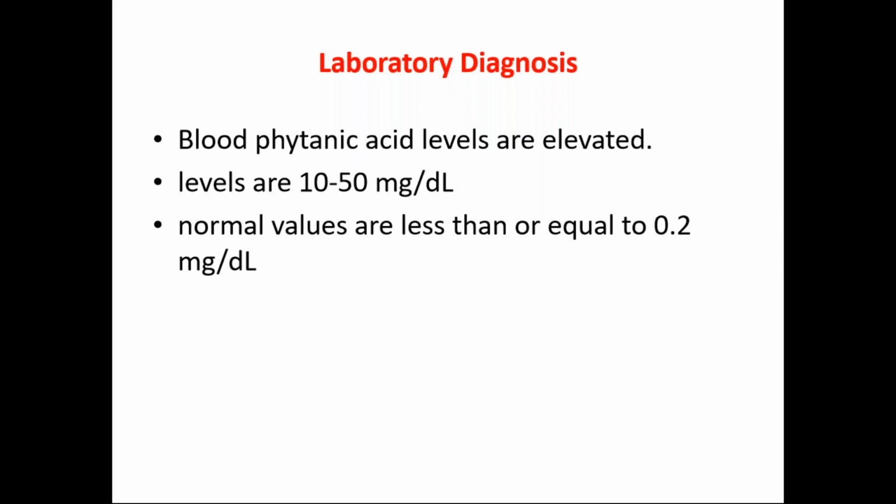So lab diagnosis of this disease can be made by measuring the phytanic acid level in blood. There will be an elevated level of phytanic acid. Normal value of phytanic acid is less than 0.2 milligram per dl, and in case of this disease, the level of phytanic acid will go to 10 to 50 milligram per dl.